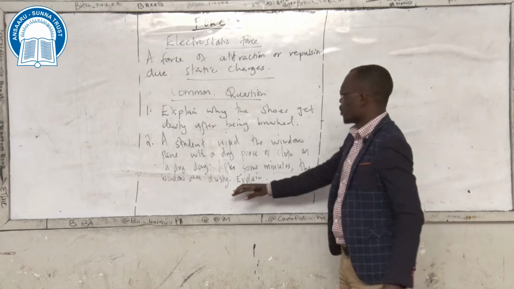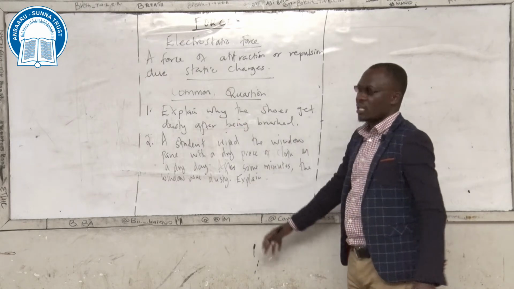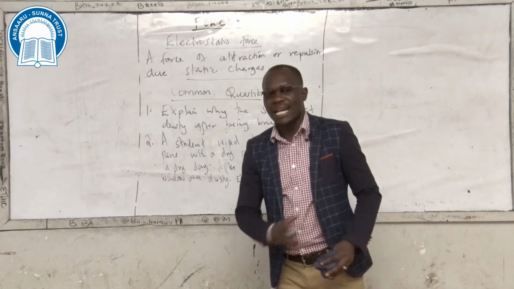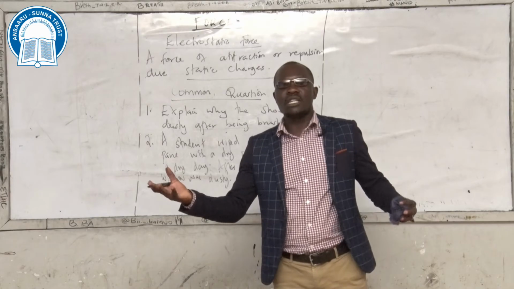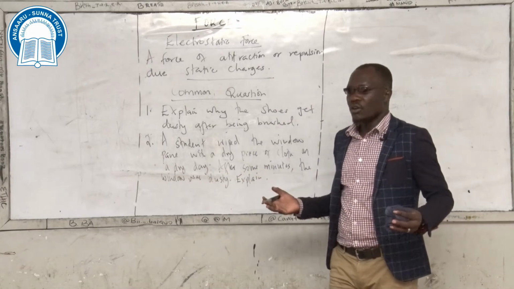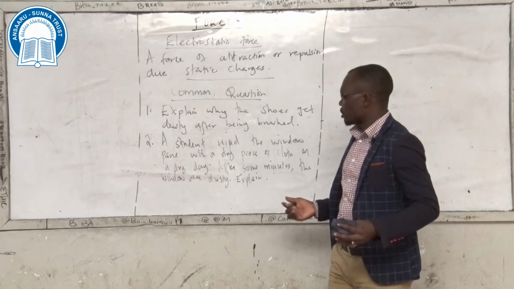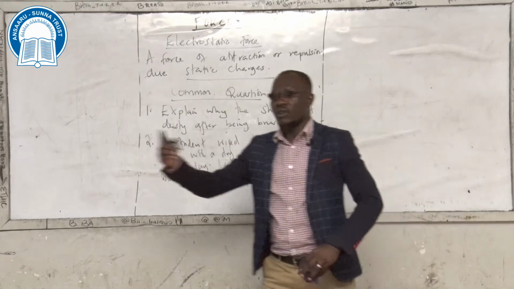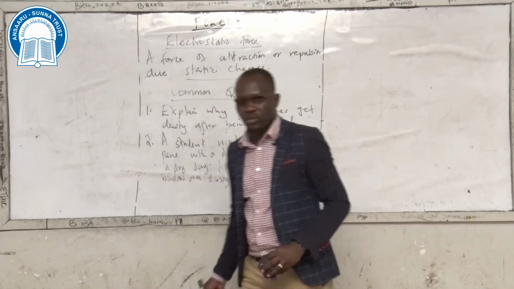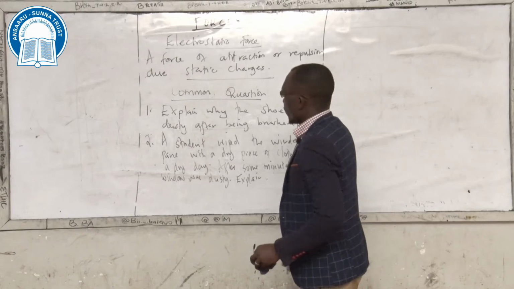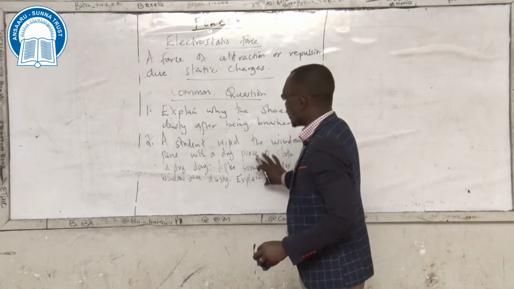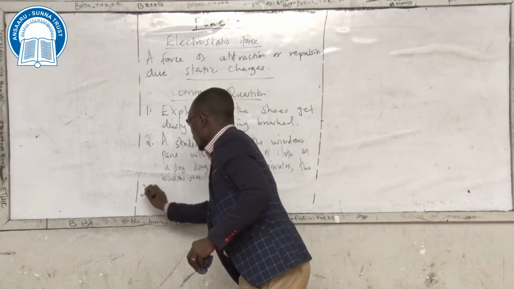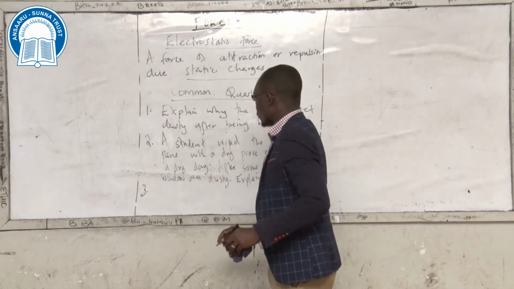The explanation to both questions is the same. Just remember, when you rub a body, it attains charges, either negative or positive. An object which is positively charged will induce an opposite charge on the object closer to it. So you must be in a position to answer these questions. Number 3, the last question here; you can also try answering it.